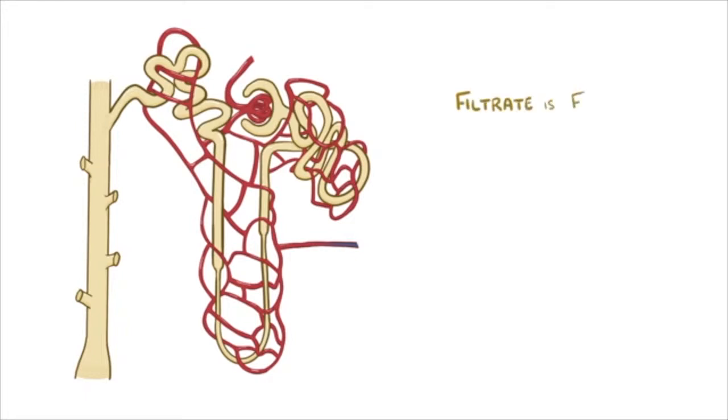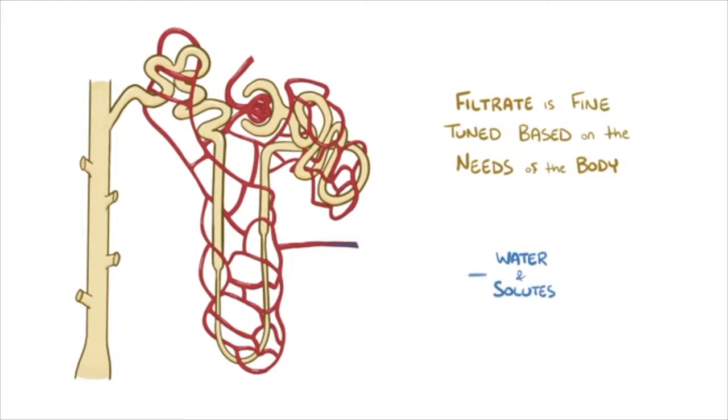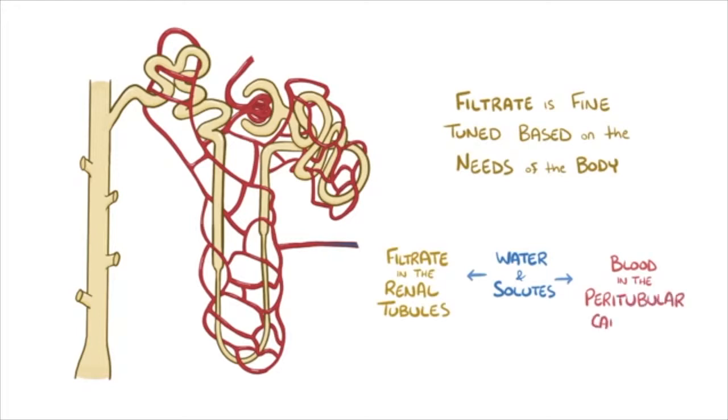Here the filtrate becomes fine-tuned, based on what the body wants to keep versus what it wants to discard, with water and solutes getting passed back and forth between the filtrate in the lumen of the renal tubule and the blood in the peritubular capillaries.